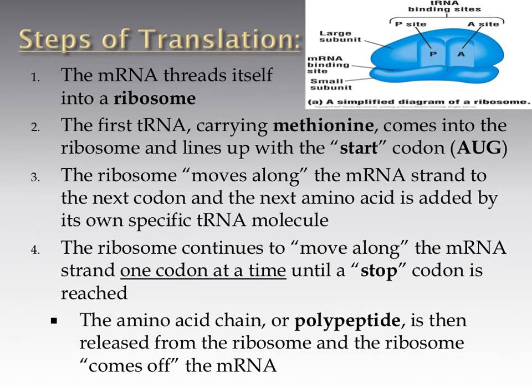So the actual steps. We've got a ribosome, okay? I'm not really going to get into the specifics about the P site and the A site and the large subunit and the small subunit. This is your ribosome, okay? Simplified version. So the mRNA threads itself through the middle of the ribosome, okay? And like I said, it's going to start reading the mRNA when it finds an AUG. That is the start codon. So once it finds that start codon, the AUG is your start codon in the mRNA. The ribosome reads that.